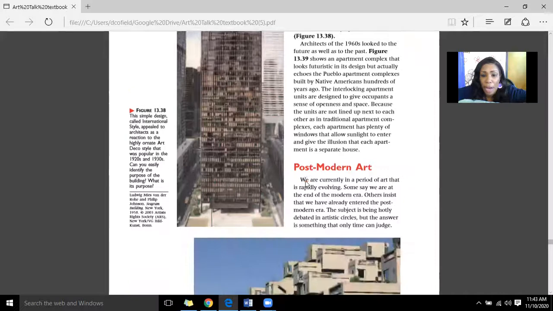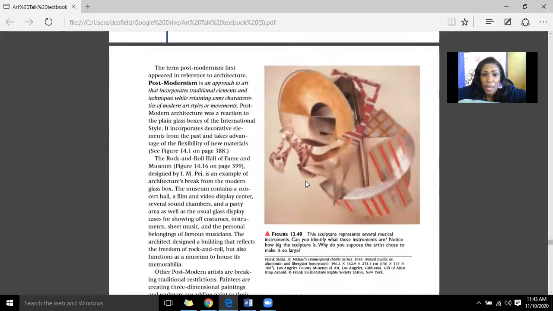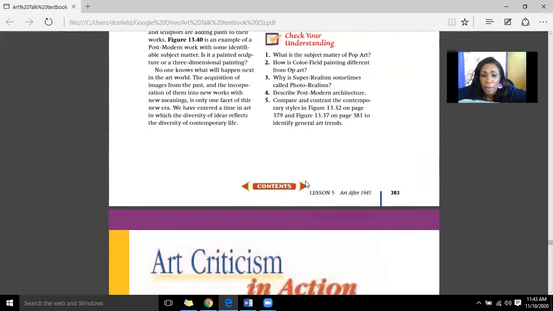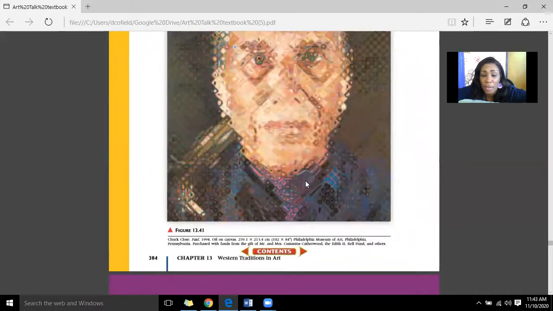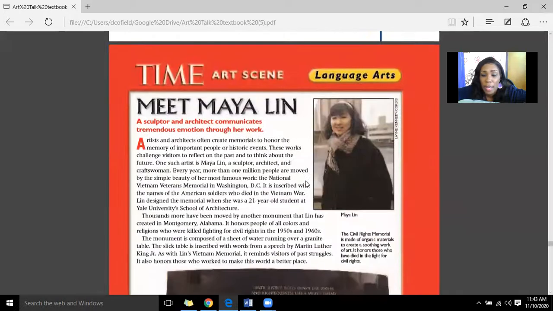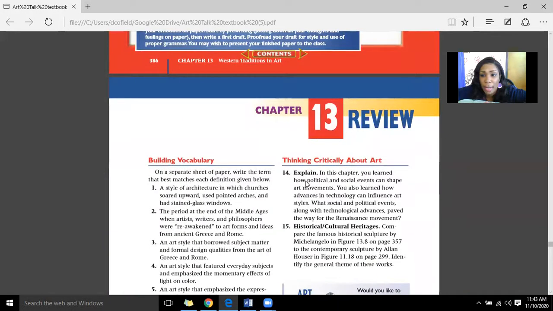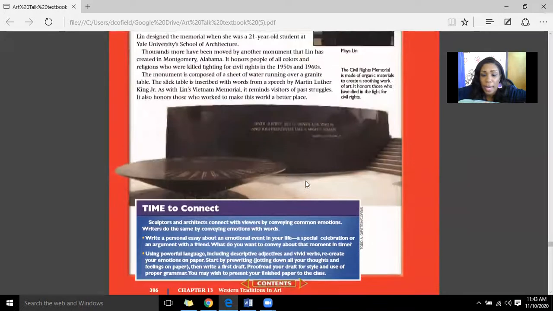So go ahead, put all of these definitions down, and upload them for a grade. Postmodernism, which is an approach to art that incorporates traditional elements as well. So keep going. And you see Chuck Close's work there, which is an awesome artist too. So go ahead and put all the vocabulary terms that you saw in chapter 13, okay? Go ahead and do that and upload that today for a grade, okay?